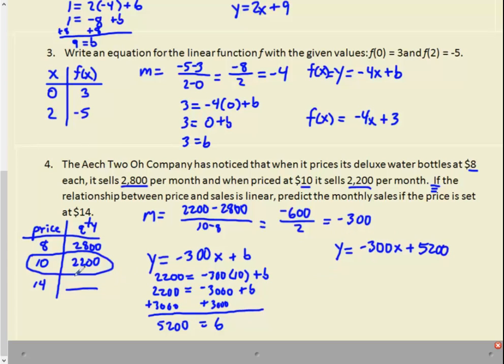So our equation is y equals negative 300x plus 5,200. And then we substitute 14 in place of x. So we have y is equal to negative 300 times 14 plus 5,200. And this is equal to negative 4,200 plus 5,200, which is, as we had already predicted, 1,000. So if the price goes up to $14 a bottle, we predict a sale of 1,000 units per month.